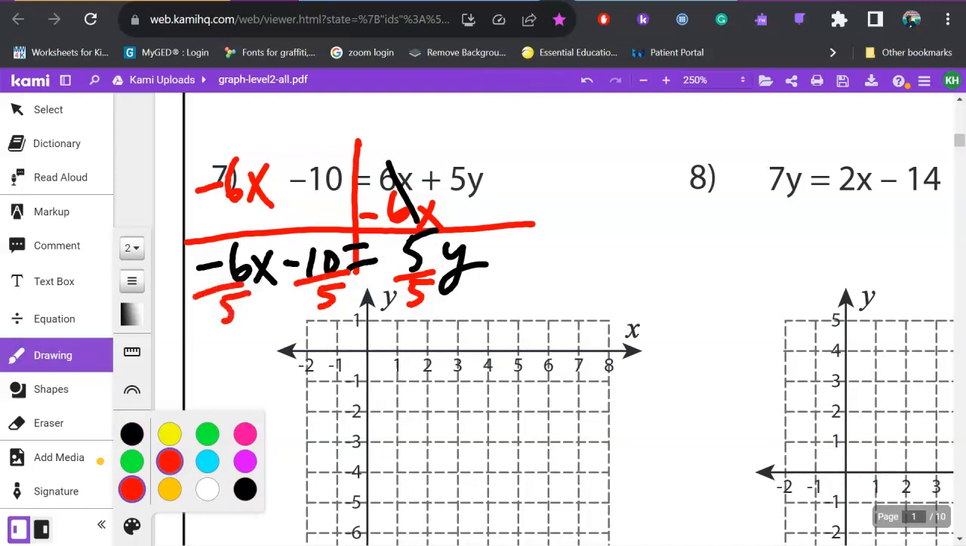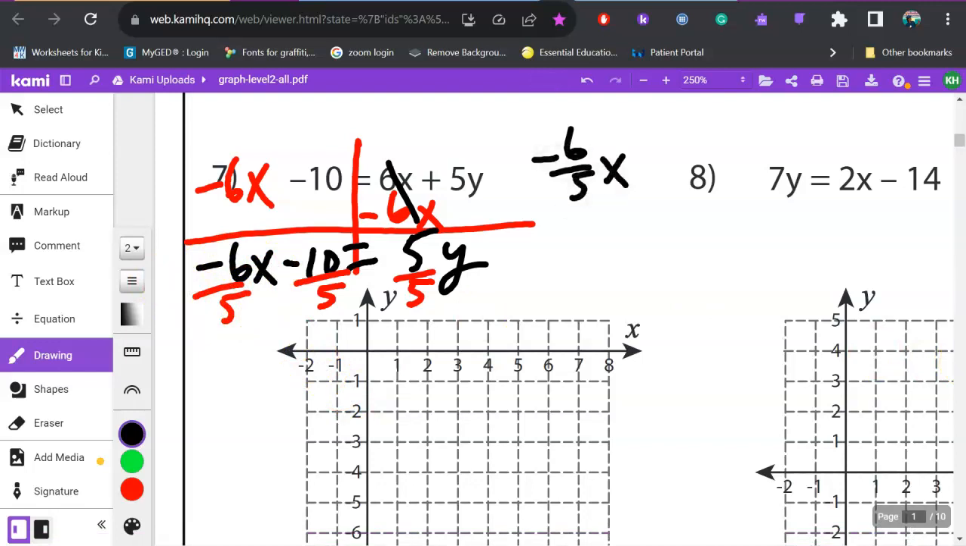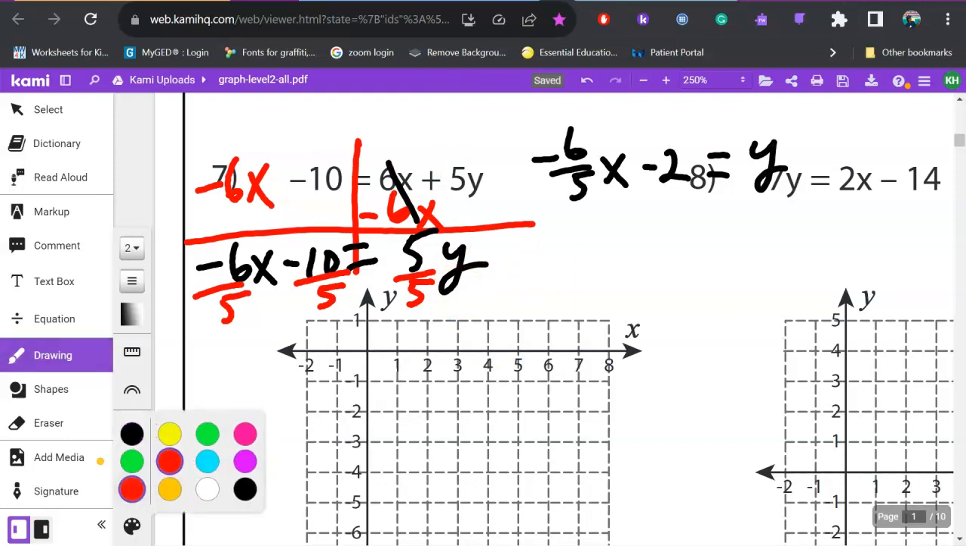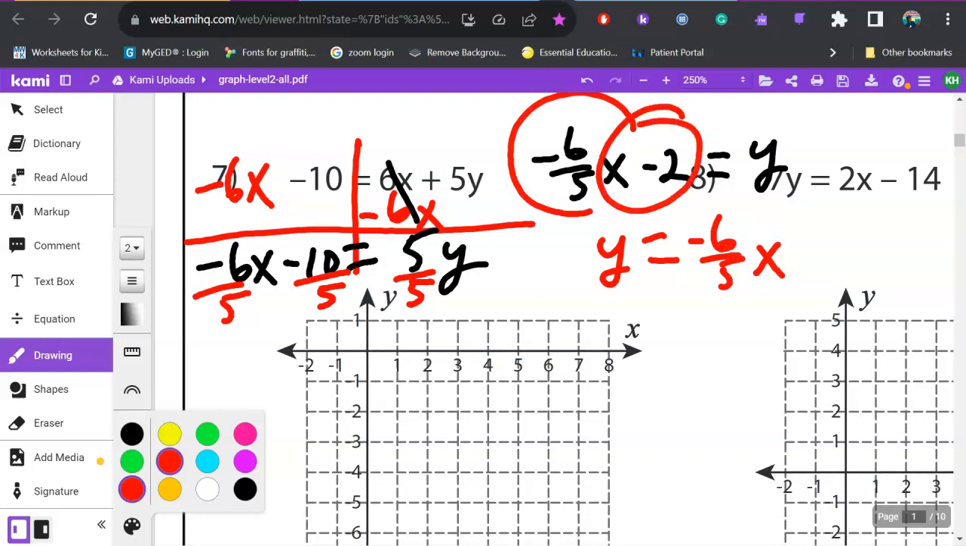When I rewrite this, negative 6 over 5, that's not going to reduce at all. So I'm going to keep it just like it is. Doesn't matter if it's an improper fraction. Negative 6 over 5x, right? Now, this negative 10 over 5, that is going to reduce to a negative 2, isn't it? And then 5 over 5, you know that's going to give you the 1, therefore giving you y, right? So I'm going to rearrange it to where y is first. So y equals my slope number, negative 6 over 5x, and then my y-intercept, my b number, which is a negative 2.